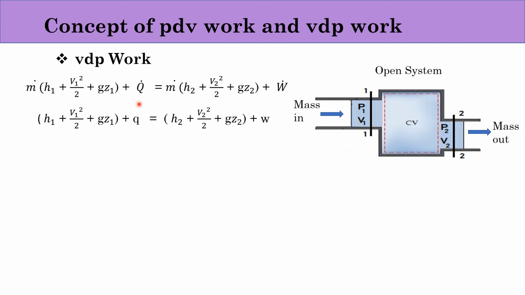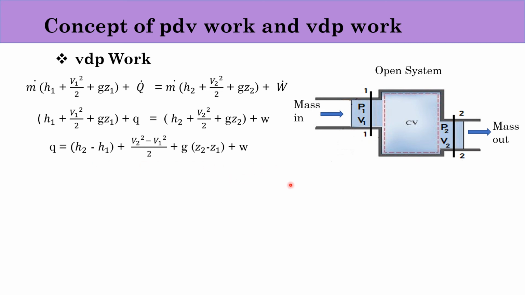Now Q dot upon m dot, while cancelling we get Q, and the unit of this will be kilojoule per kg. This is the specific heat. Similarly, this is the specific work in terms of kilojoule per kg. Now rearranging this, we get Q is equal to H2 minus H1 plus (V2 square minus V1 square) by 2 plus g(Z2 minus Z1) plus W.